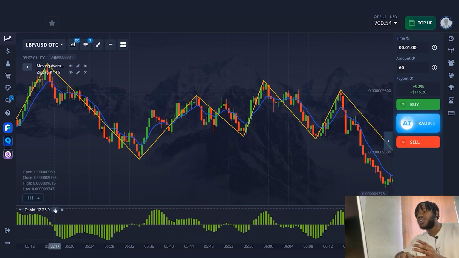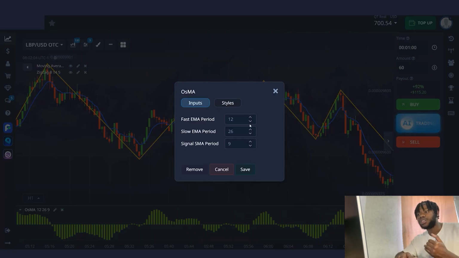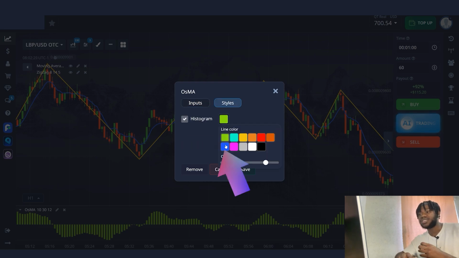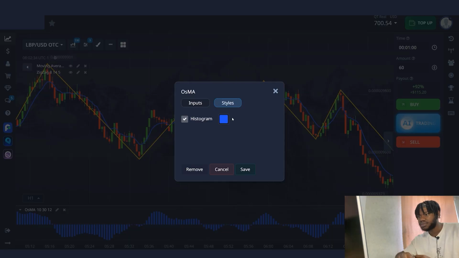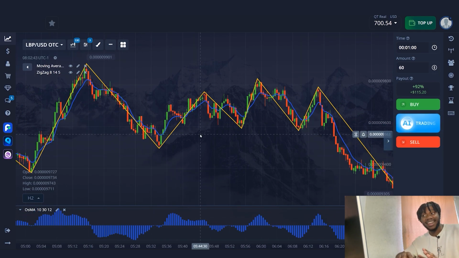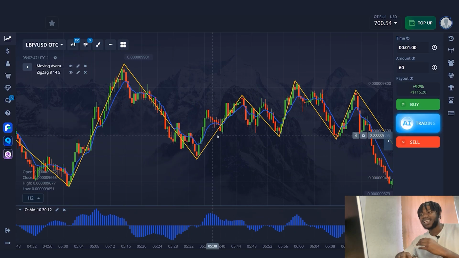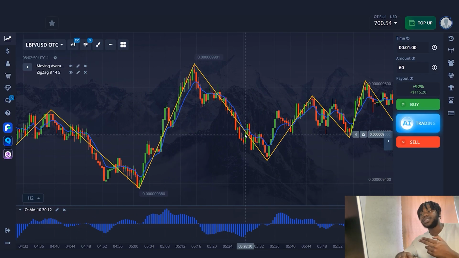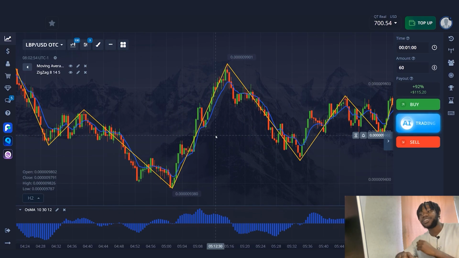Now let's move on to the OSMA settings. I will reduce the fast EMA period value to 10. The slow EMA period will be 30, and I'm going to set the signal EMA period to 12. Okay, I'm going to set the color of the indicator histogram to blue. Good, that's it for the settings. So you can start opening trades and making a profit. If you want to know all the details about this strategy, watch the video until the end.